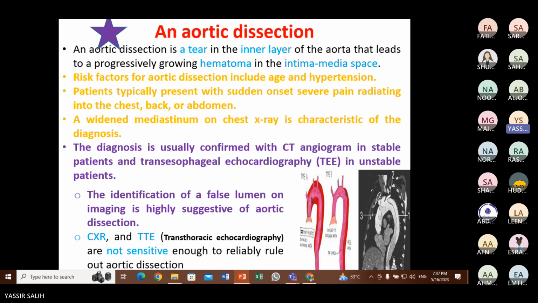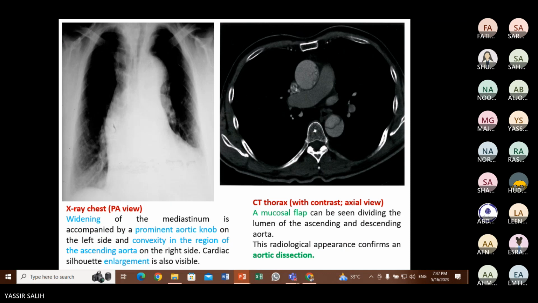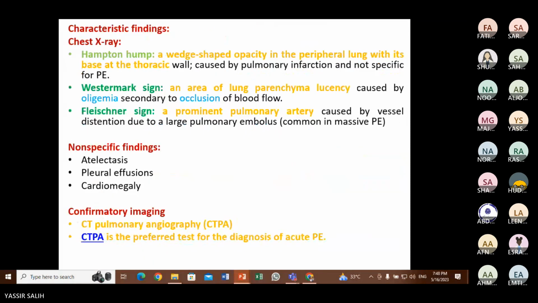What are the features of aortic dissection? False lumen. Yes, false lumen. So the presence of a false lumen is highly suggestive of aortic dissection. Due to the presence of a tear, blood escapes, creating another lumen called the false lumen. So we have a double lumen, one true and the other false. Blood escapes from the true lumen to the false lumen due to the tear, and we get an intimal flap. This is aortic dissection.